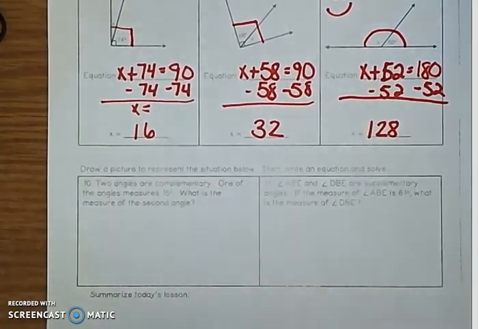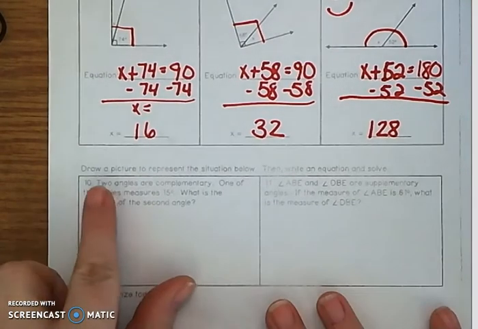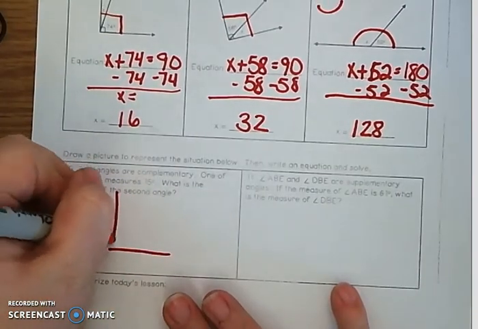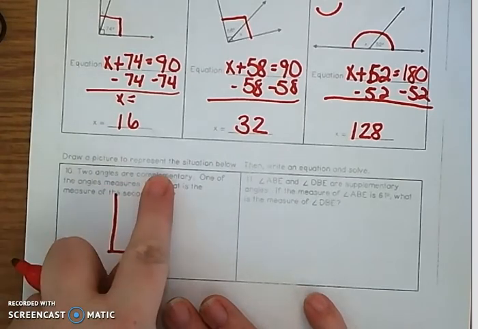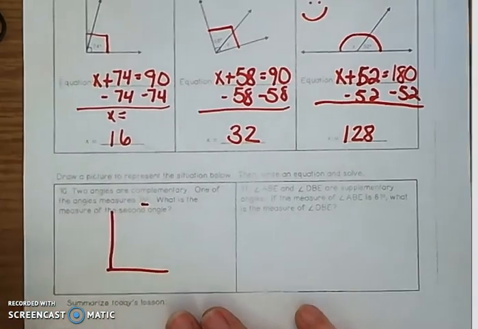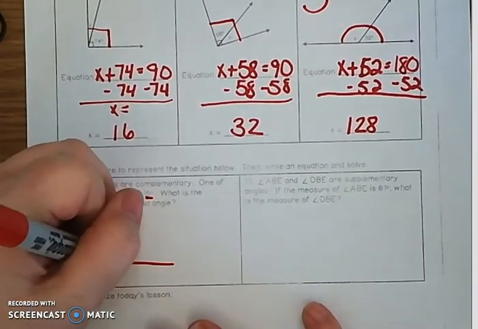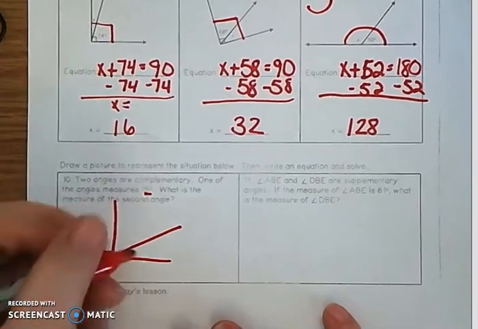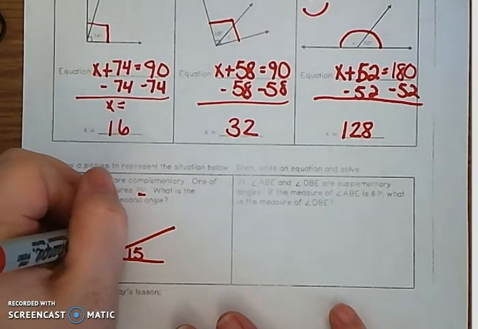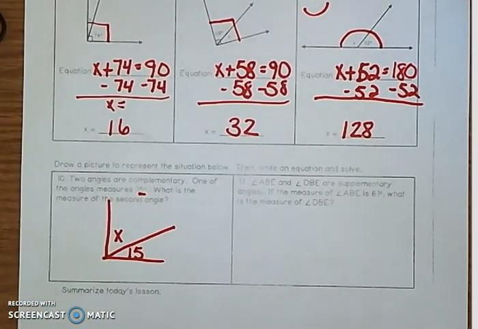Okay, number 10. Draw a picture to represent the situation below, and write an equation and solve. Two angles are complementary, so that means they're 90. So right away I know I'm going to have two angles that make a right angle, because complementary means 90 degrees. One of the angle measures is 15. So one of them is 15 degrees, which is really small, which would look something like that. First, we'll pretend that's 15. What is the measure of the second angle? I want to know this one. So that's my x. So go ahead and hit pause, write your equation, and solve.